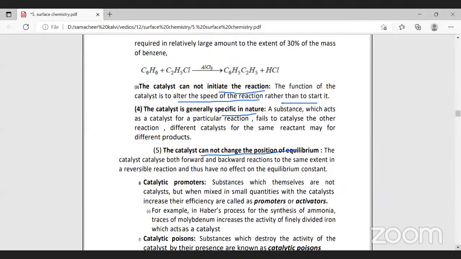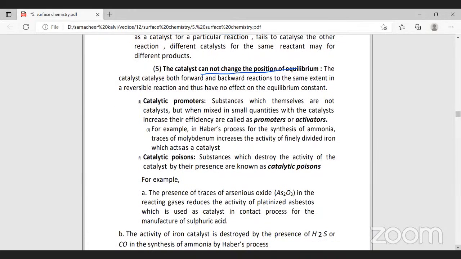We have 2 more concepts to be learned in catalysis: catalytic promoter and catalytic poison. For example, take this reaction, nitrogen and hydrogen giving you ammonia. Here, iron is used as a catalyst. The efficiency of iron can be increased by adding molybdenum. Molybdenum behaves like a catalyst for iron. That means molybdenum will increase the activity of iron. So any chemical substance which increases the activity of a catalyst is called a catalytic promoter. So I have given you an example for catalytic promoter.